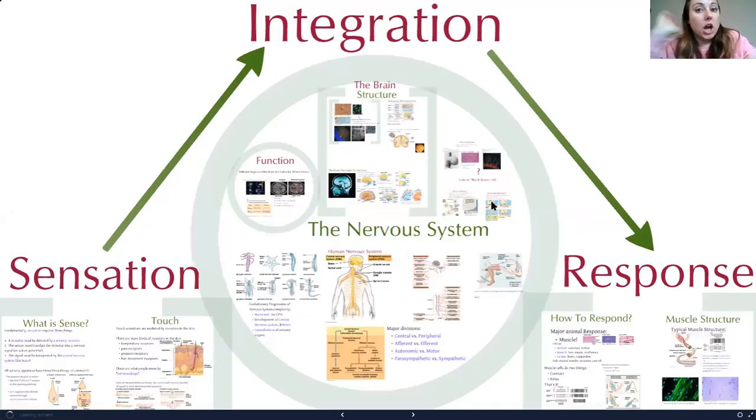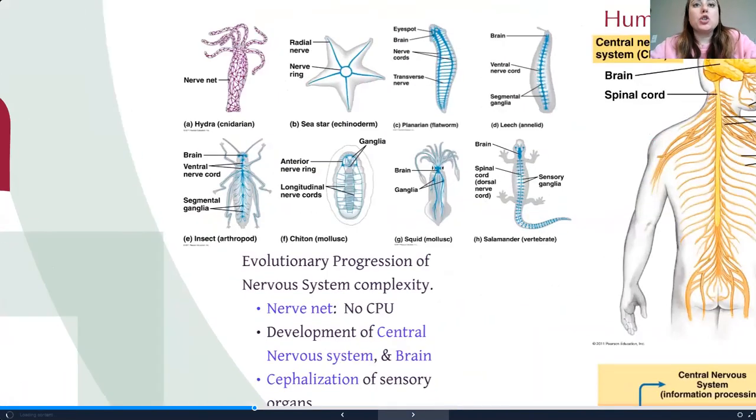Okay, you guys, we're going to talk a little bit about neuromuscular junctions today. So just remember that we have a nervous system. Just a little bit of background: most organisms have a nervous system, although not plants, obviously, and not all animals have what we call a central nervous system. So for example, this cnidarian here, this hydra, has a nerve net.